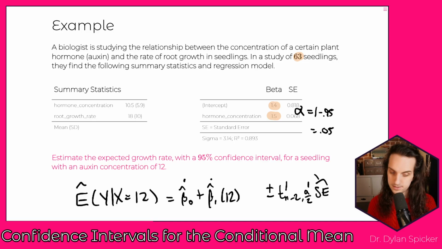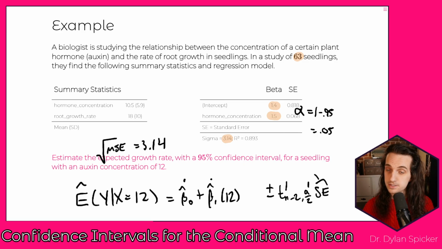We then need to know our standard error, which requires our MSE, and 3.14 is the square root of our MSE. So if we write that in here, the square root of the MSE is 3.14. We also need to know our sample size, which we've already identified to be 63. We need the mean of x. Remember, x is our hormone concentration, so the mean is 10.5. And we need the variance of x, which is given by 5.9 squared, because this 5.9 represents its standard deviation.